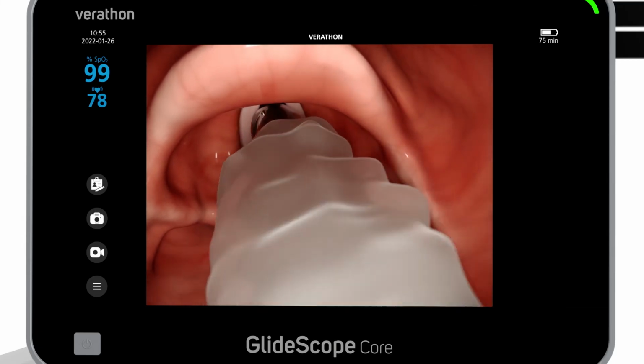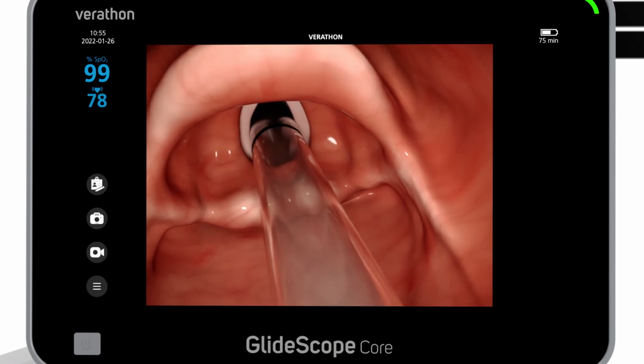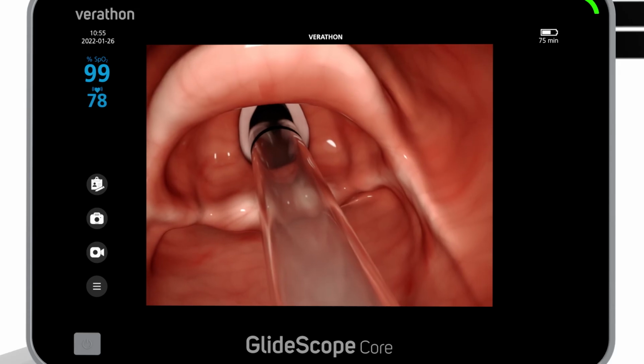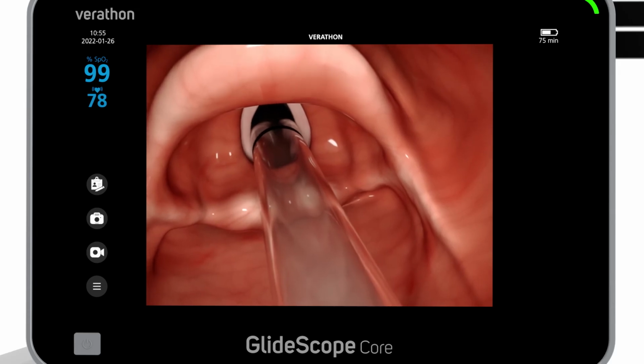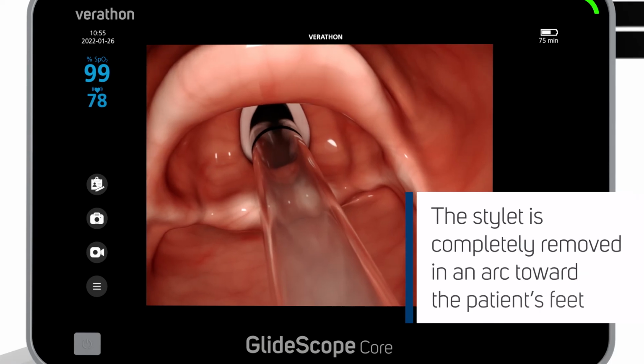Viewing the entire ET tube insertion step on the video monitor allows you to gently rotate or redirect the tube through the vocal cords. Once the ET tube is positioned per standard practice, hold the tube in place while the stylet is completely removed from the ET tube in an arc toward the patient's feet.